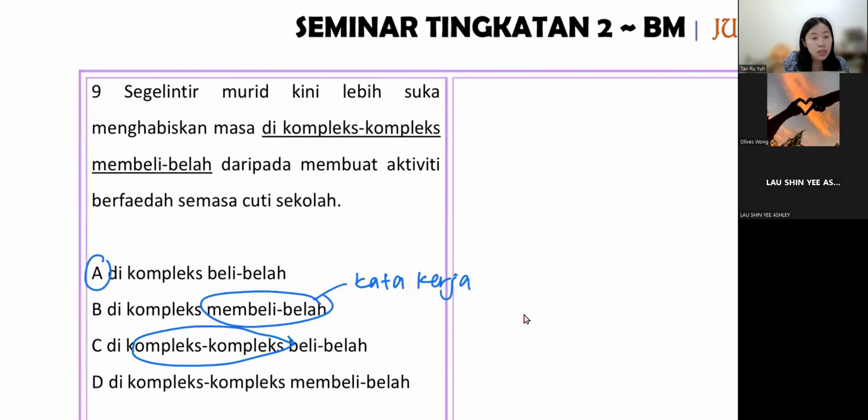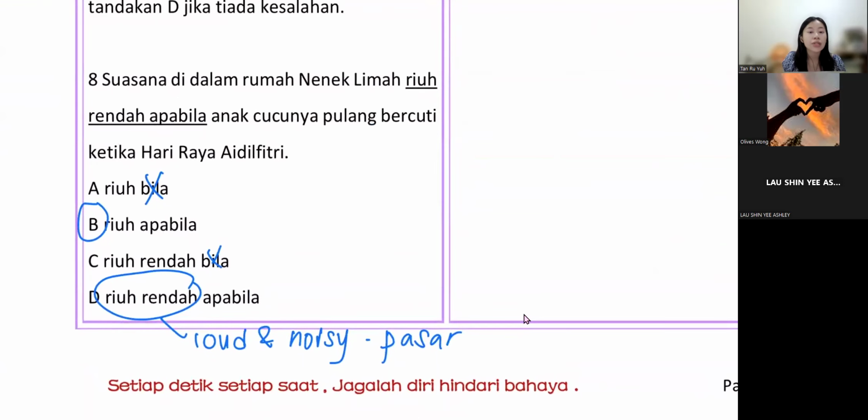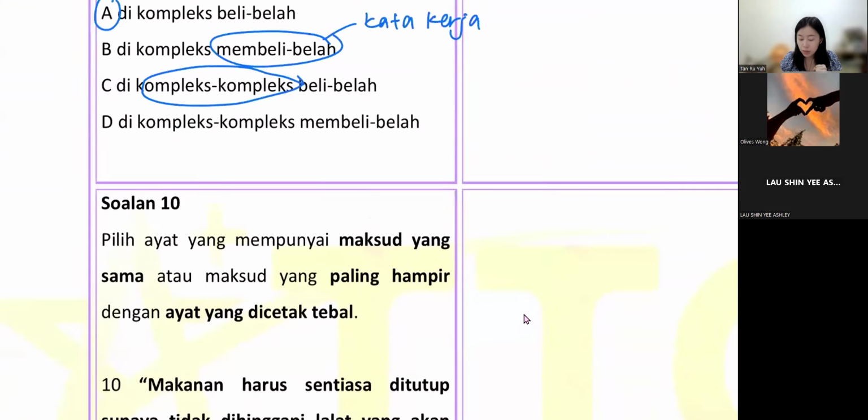Question number 8, what is the answer? Answer is B. I cannot use riuh rendah because riuh rendah is normally mentioned for pasar malam. Pasar is very loud and noisy. But riuh is lively, happening. Normally mentions for the house. Okay, because riuh rendah is very noisy, very loud. Normally say for pasar. Okay, welcome. So now let's go for question number 10.